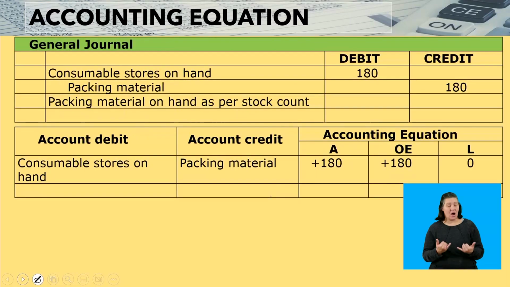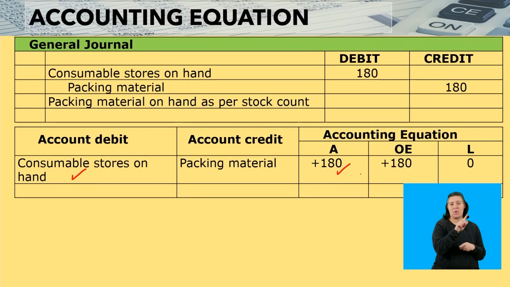We will now come to the accounting equation. On the accounting equation, it is very important to note that consumable stores on hand will be debited because remember, we agreed we're going to treat it as a temporary asset. That means on my assets, it's going to be a plus 180. And then I'm going to credit my packing materials. I'm decreasing my expense thereof. That's why when you come to your owner's equity, you see it's a plus 180, because I have decreased my expense.